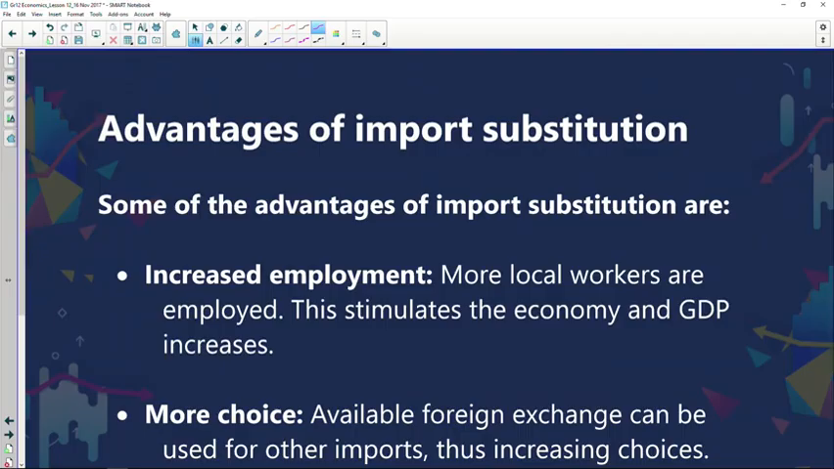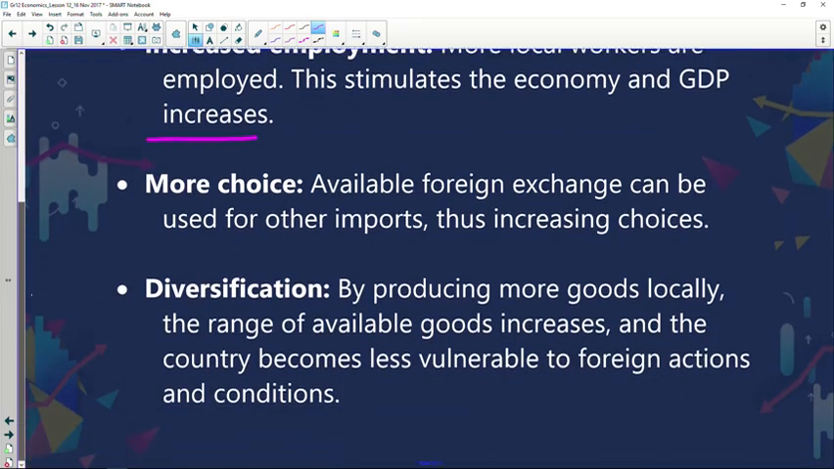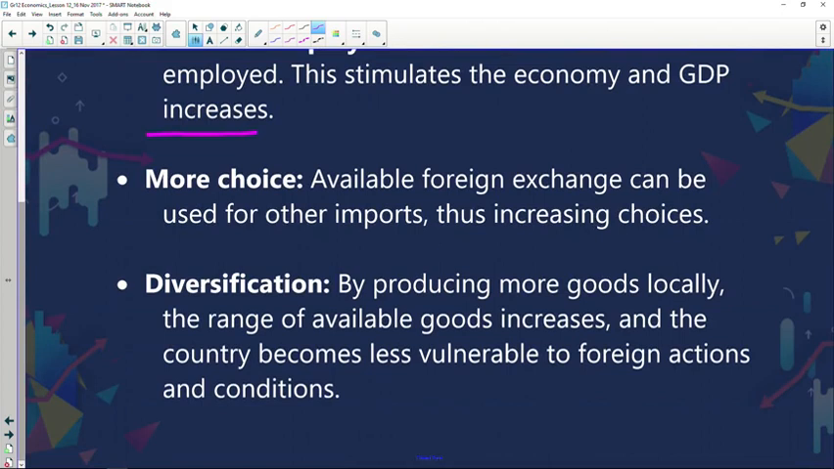So what are the advantages? Some of the advantages of import substitution are increased employment. The more local workers are employed, this stimulates the economy and the GDP increases. That's good. There's more choice for the consumer based on the items that are available on the market. There's diversification of products. They're producing more goods locally, the range of available goods increases, and the country becomes less vulnerable to foreign actions and conditions. That's a good position to find ourselves in. We have more choice based on diversification.